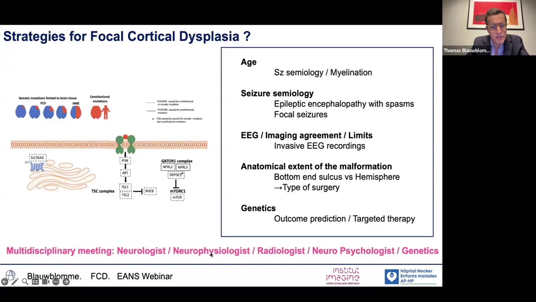Second thing you need is a neurophysiologist, someone who is able to locate and to do the association between surface EEG, seizure semiology, and the localization in the brain. A dedicated radiologist is also mandatory. You need to have someone dedicated to look and do a second reading of the MRI. Neuropsychologist also, and genetics.